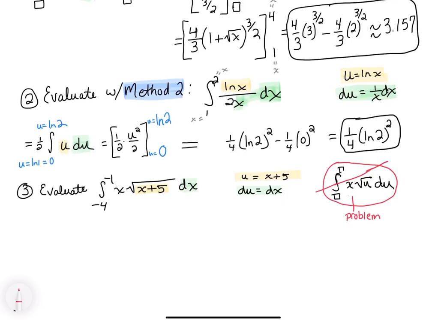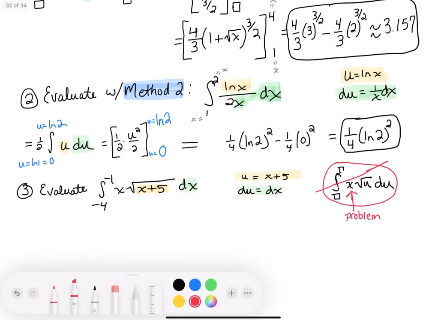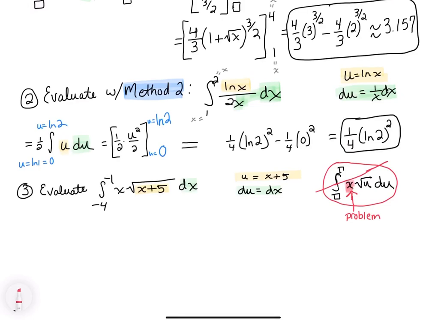So here's what I want us to think about. I want us to think over here in this area with the problem. I want us to think about how we could get rid of that problem. So how can I get rid of that x and get it in terms of u?